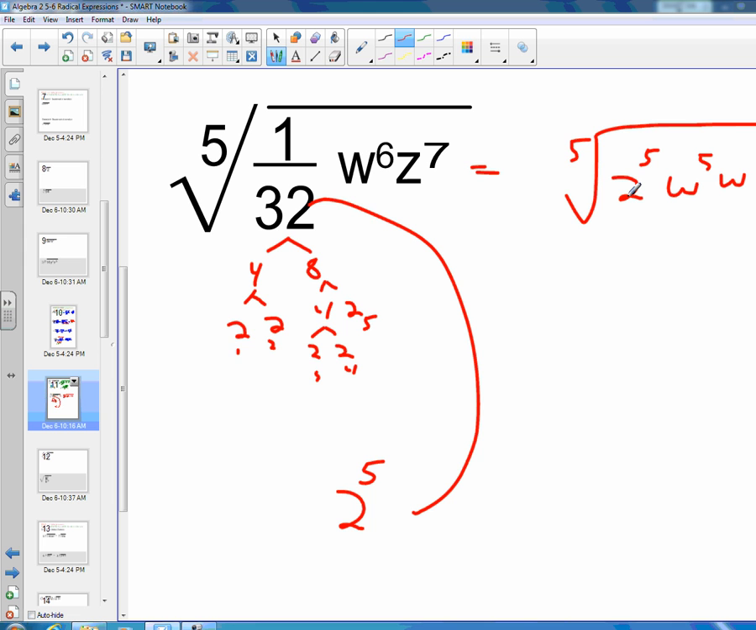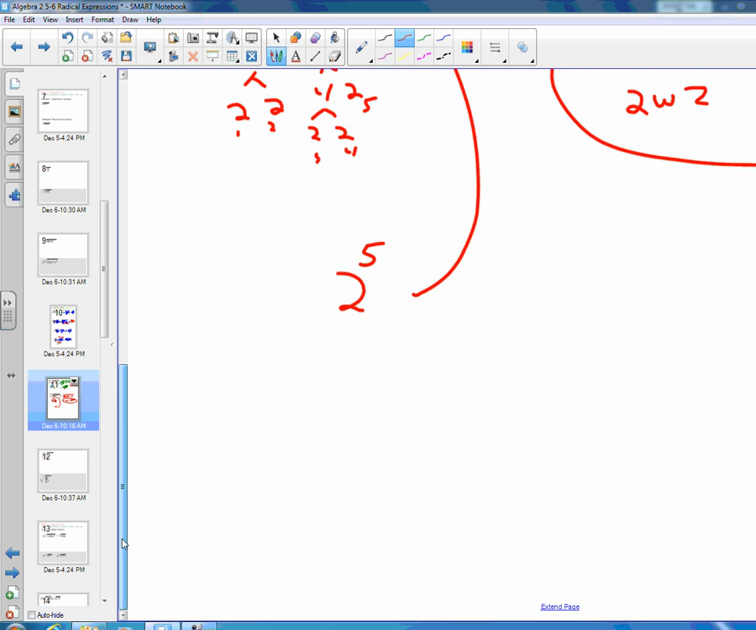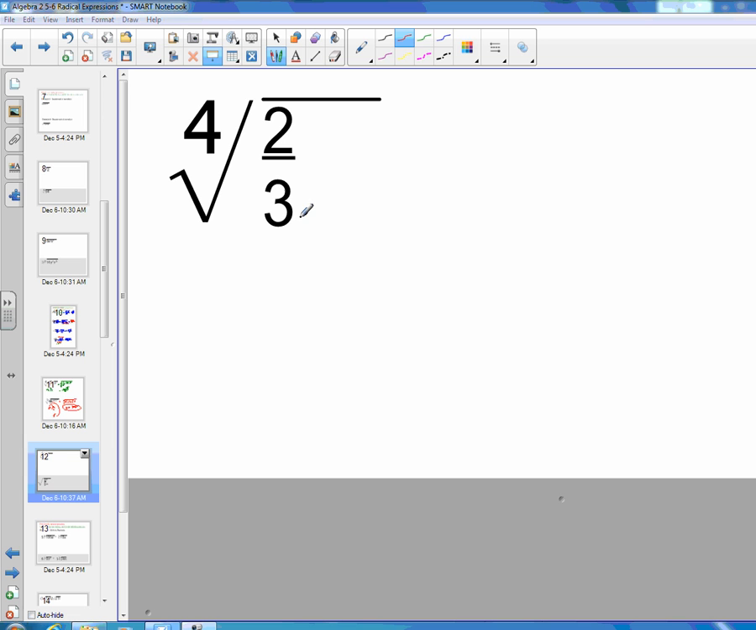So 5 groups of 2 would leave me just a plain 2 on the outside. 5 groups of W is going to leave me a plain W on the outside. And I've got my 5th root here. I'm left with this 1 W on the inside. This Z to the 5th becomes 1 Z, Z to the 1st on the outside, and Z squared is left on the inside. Okay? And that is the final answer to that problem. Okay, I've got two more examples, and then I'm going to finish up here with taking the simplified quotients.